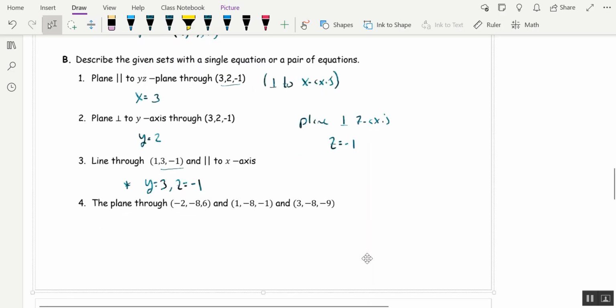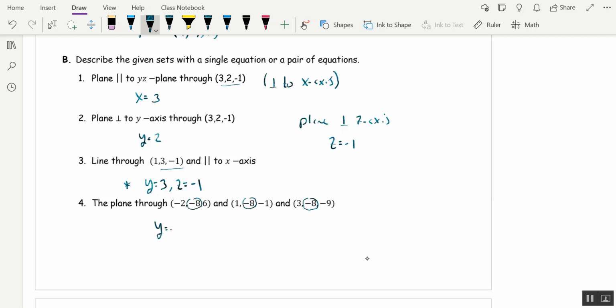Finally, the plane through 3 points. Now, typically, this is going to be a difficult problem to solve, and we'll spend some time on this later in the course. However, in this case, it's not a difficult problem to solve, because if we look at these 3 points, we see that the y-coordinate is identical on each one. So this is simply the plane y equals negative 8. Okay, and that is the end of this section.